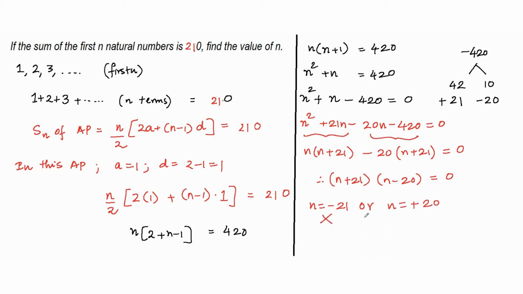And again, n is the number of natural numbers, so n cannot be negative. The number of numbers cannot be negative. So n has to be 20 in this case. So the sum of the first 20 natural numbers is going to be 210. So let's move on to the next question after pausing for a few seconds.